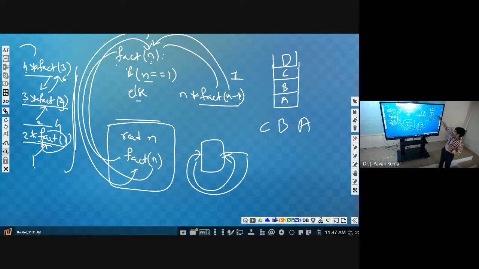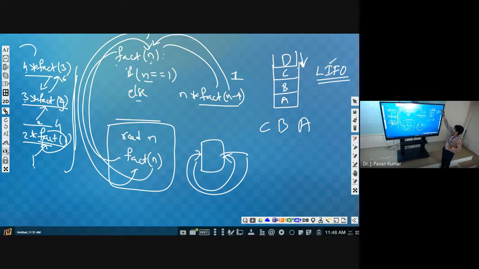Okay, what we call this particular order is whatever the inserted item which is inserted last, that will come out first. Whatever the item inserted last, that will come out first. That we call it as last in first out order, LIFO in short. Last in first out order.